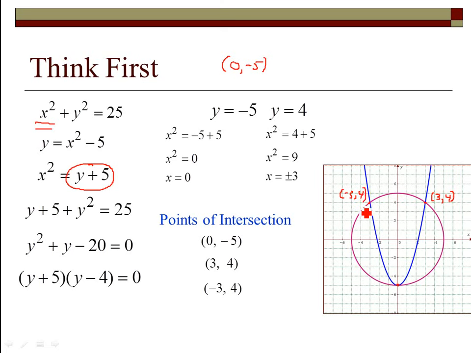Not a bad idea to think about what kinds of solutions we can have. This has 3 solutions. A parabola intersecting a circle could have as many as 4. Could have just 2. It could just have 1 or even none. It might not intersect at all.